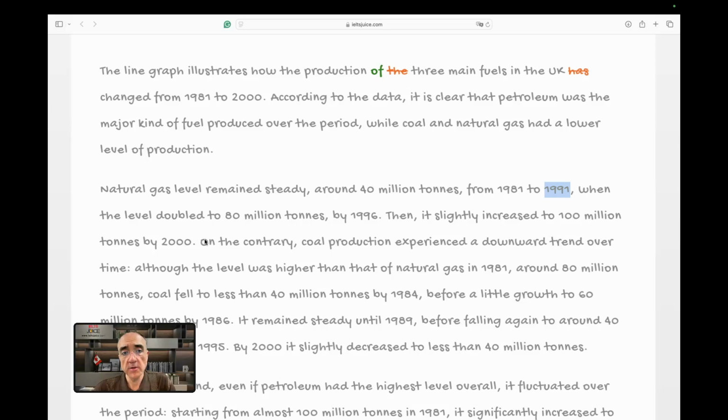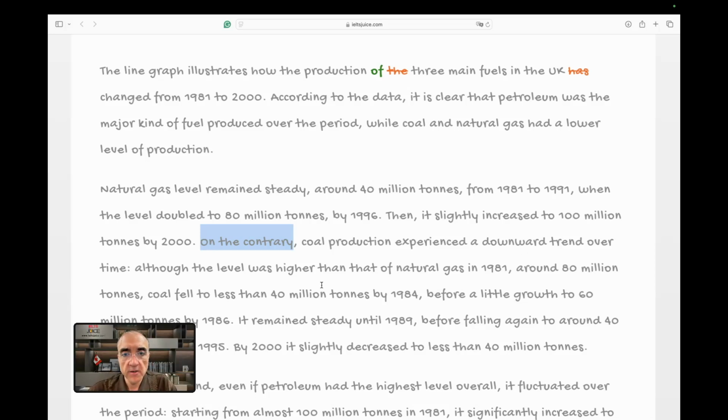On the contrary, coal production experienced a downward trend over time. Not over time, over the time period that we have. We cannot talk about over time like we're talking about the lifelong of an individual.